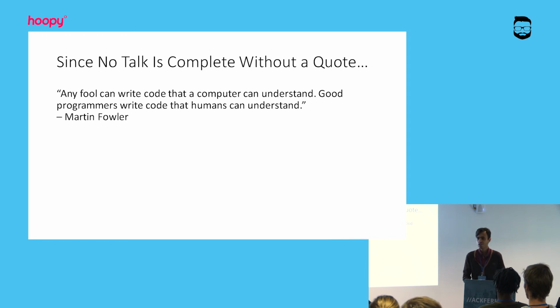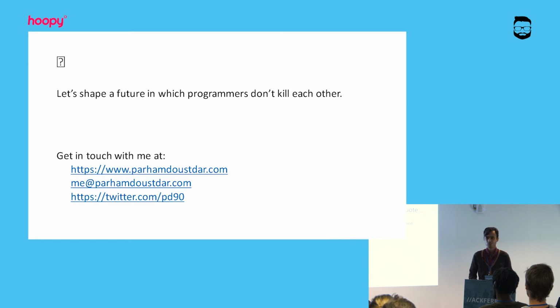And since all the talks I've seen give some quote, I couldn't help it. I thought I would give a quote. This quote is from Martin Fowler. He said this in 2008. We are now in 2017. I'm giving this talk 10 years later, talking about the same concept, which goes to say we don't really care about this that much. It's an issue that has been persisting for years. His point is that any fool can write code that a computer can understand, but good programmers write code that humans can understand, which is a good point. It doesn't mean we're all fools, but you get his point.